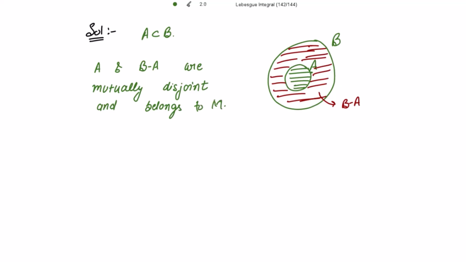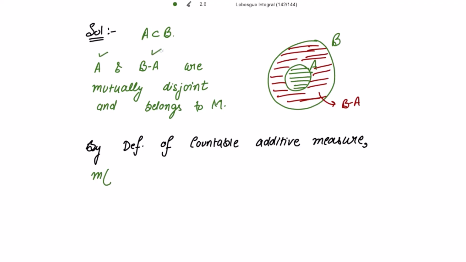Now by the definition of countably additive measure, the measure of the union of two disjoint sets, that is A union (B minus A), will be equal to the sum of their measures. If these are not disjoint, then we write that this measure is less than or equal to the sum of these measures. The equality holds only if these are mutually disjoint sets. Because these are disjoint, we write the equality sign here.